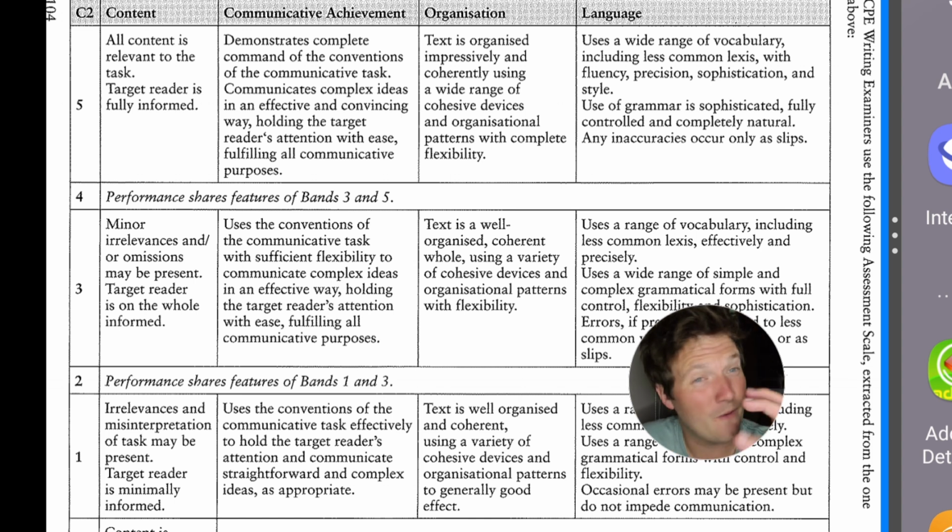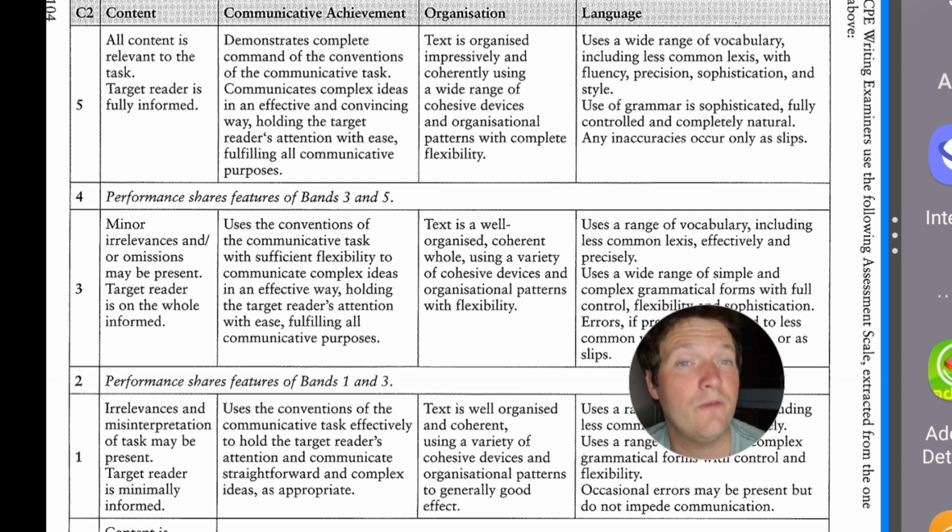I've got to say there were a few problems with the linking of ideas and the way it was organized. I know organization is the next section, and I do kind of get communicative achievement and organization confused a lot of the time.